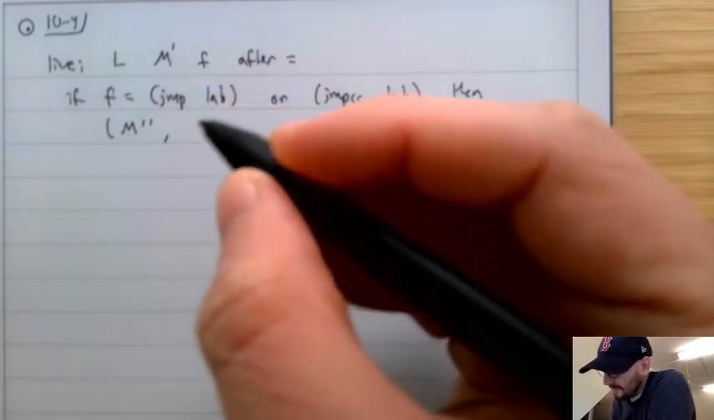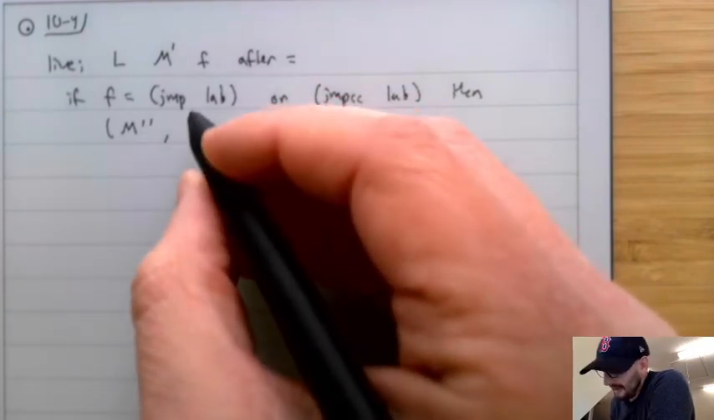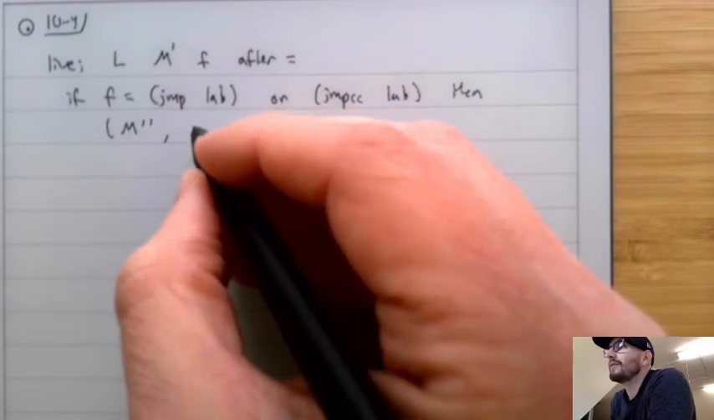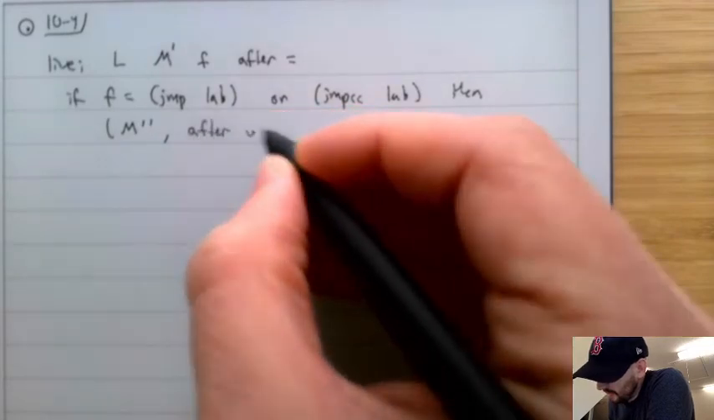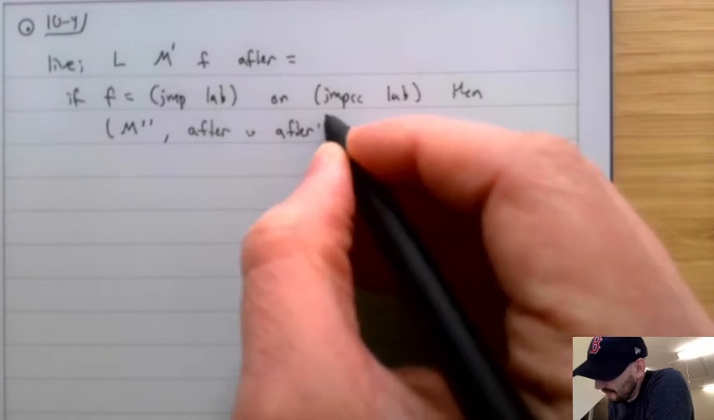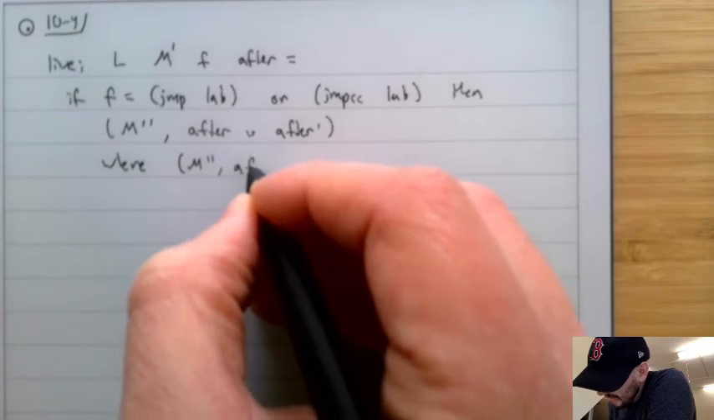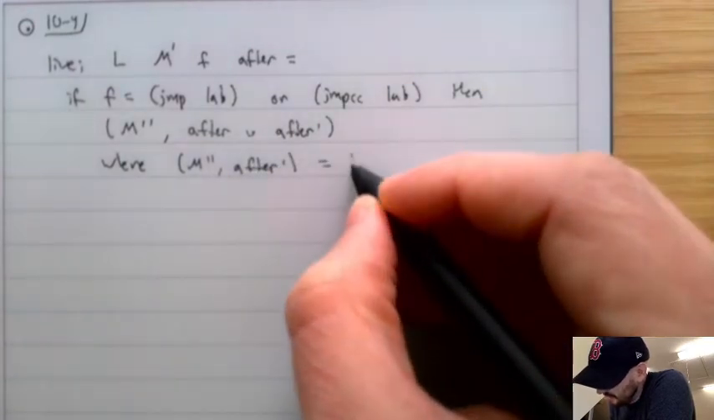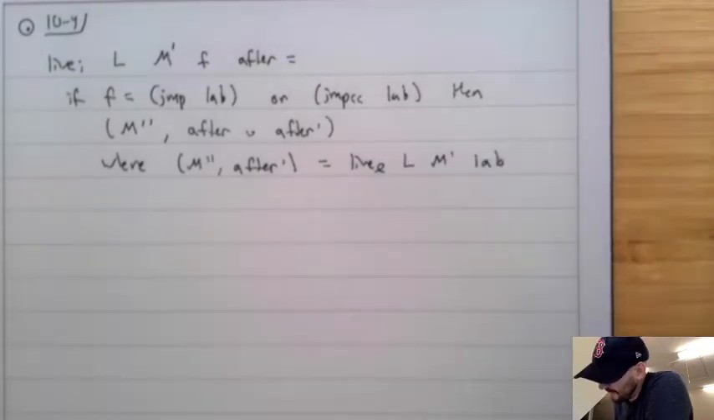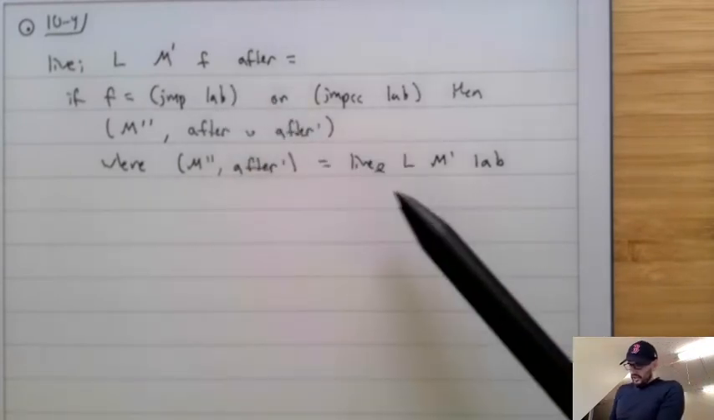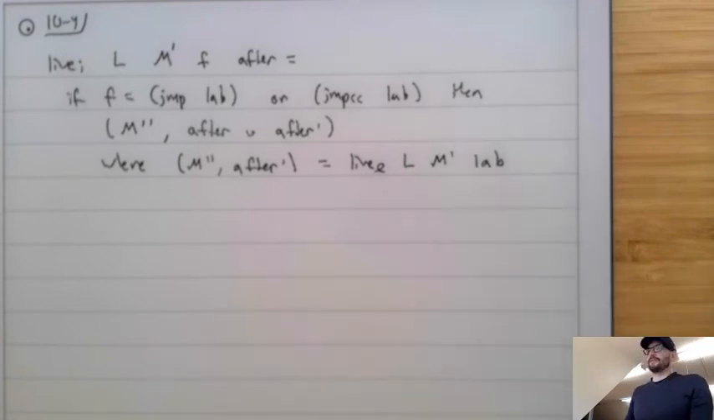where M prime prime, and where we have after unioned with after prime, where M prime prime after prime is equal to live L of L, M prime, and the label. So basically what we're going to do is when we see a label, we're going to go consult our memory and either update the memory or use the previous version.